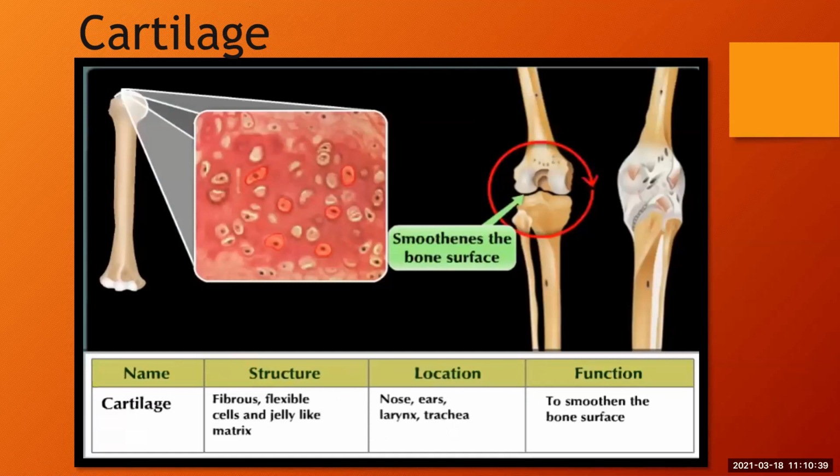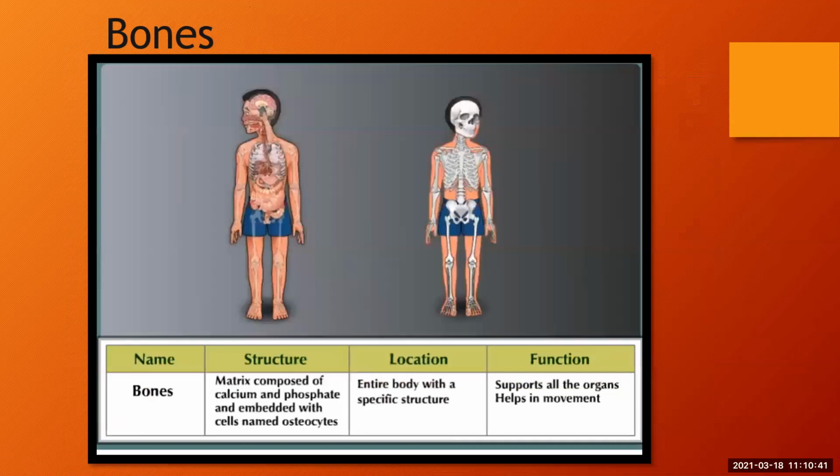The next is bones. The matrix composed of calcium and phosphate and embedded with cells named osteocytes. Location is entire body with a specific structure. As we know, the bones are present in the entire body, and the function is to support all the organs and also helps in the movement of the body.